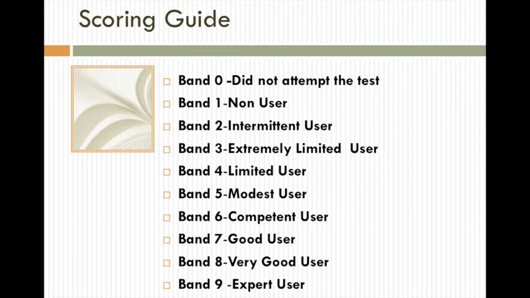Here's the scoring guide for IELTS. You can clearly see that it has a range of bands from 0 to 9. Generally, 6 is considered a satisfactory band, and you can be called a competent user if you get 6. But for the United Kingdom and Canada, you need 6.5 or 7 or higher grades. If you get band 8, you can be considered a very good and effective user of the English language.